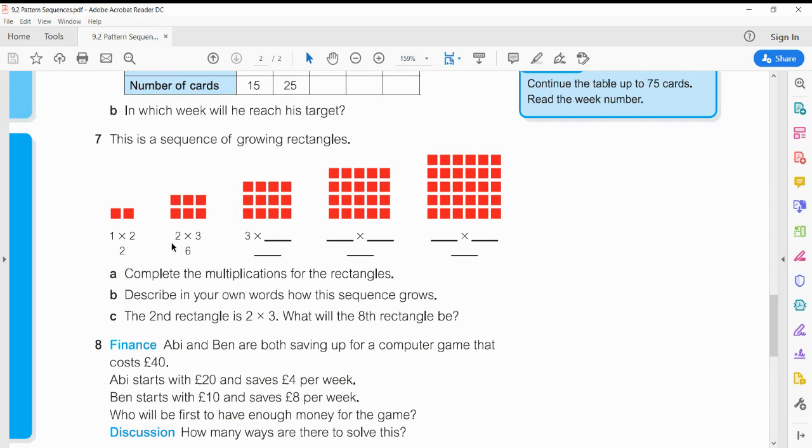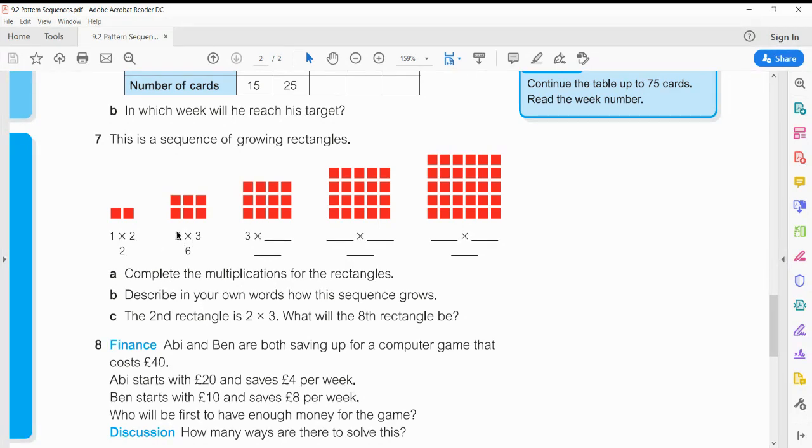Okay, right, then we've got some rectangles. So this is 1 by 2, then it's 2 by 3. Then if we look at this one, it's 3 by 4. This one, it's 4 by 5. This one, it's 5 by 6. We can work out what they mean. So 3 times 4 is 12, 4 times 5 is 20, etc. Describe in your own words how the sequence grows. Well, what I'd say, the rectangle each time is getting one longer and one taller.